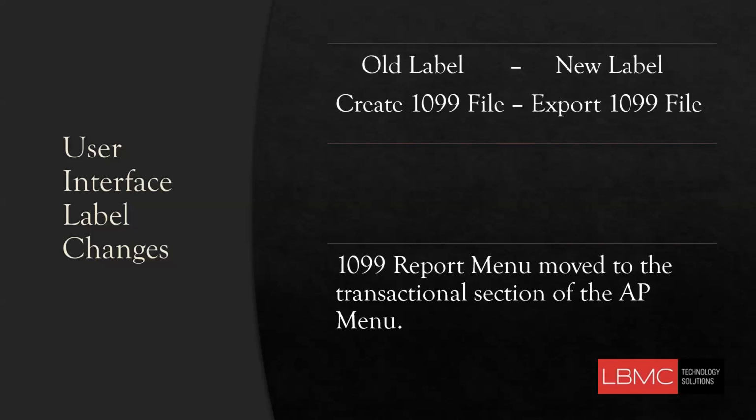Also, the 1099 area for the forms and the export used to be in the reporting section of the AP menu, which didn't make too much sense because it was more of an activity you're doing and not a report. So they have moved all of that to the transactional section of AP. If you're looking for your 1099 stuff and you can't find it, you should now see it in that middle transactional area. It won't be over there in the reports anymore.